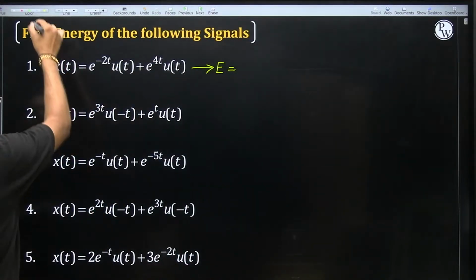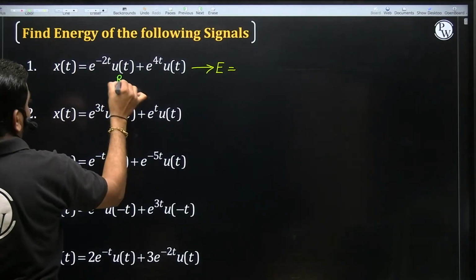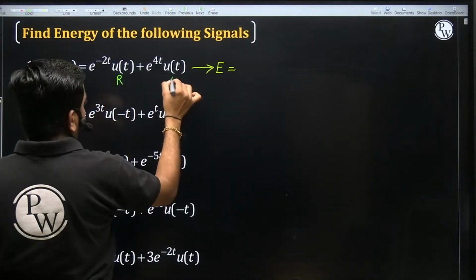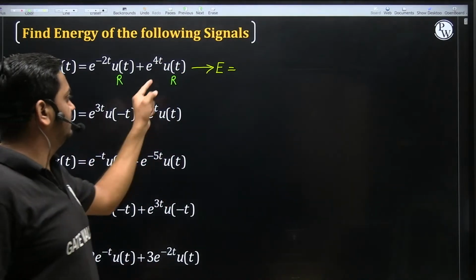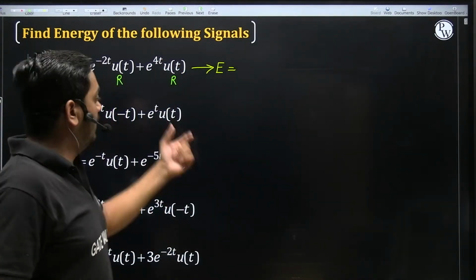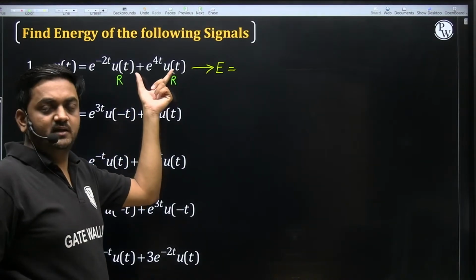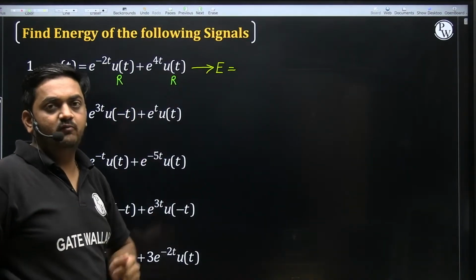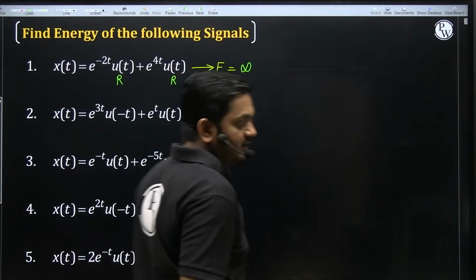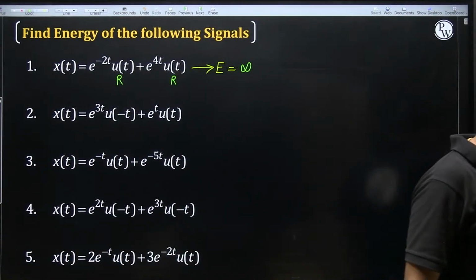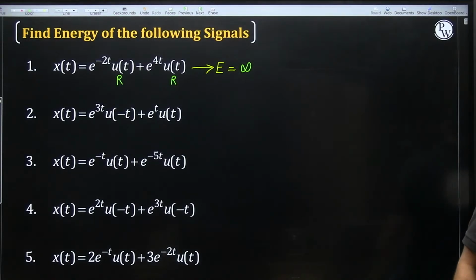e power minus 2t, so right side signal. Right side decreasing, opposite sign. And this is a right side signal, same sign. So this is a decreasing function, this is an increasing function. As the second term is an increasing function, its energy will be infinite. So that's why we can say the total energy will be infinite. Yes or no? Total energy will be infinite. Done?